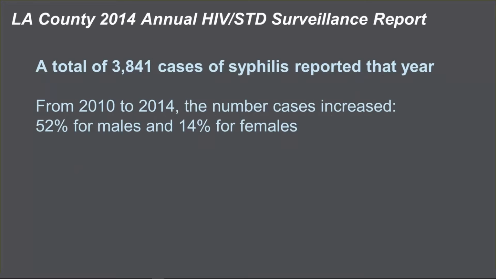So in LA County, they report a few years back. While it is 2017 at the time of this recording, the latest surveillance report available is 2014. They had a total number of 3,841 cases of syphilis reported in LA County in that year. And that is increasing 52% for males, 14% for females, and this is not just among gay populations, this is among heterosexual populations as well.